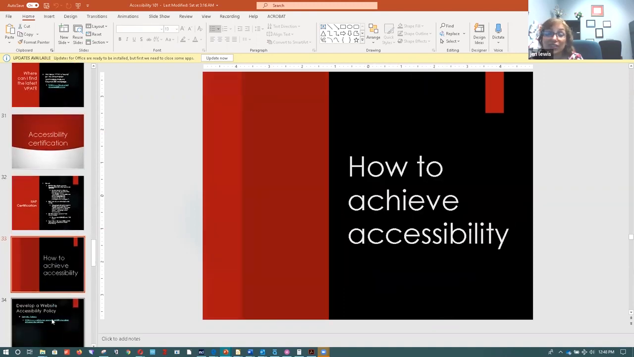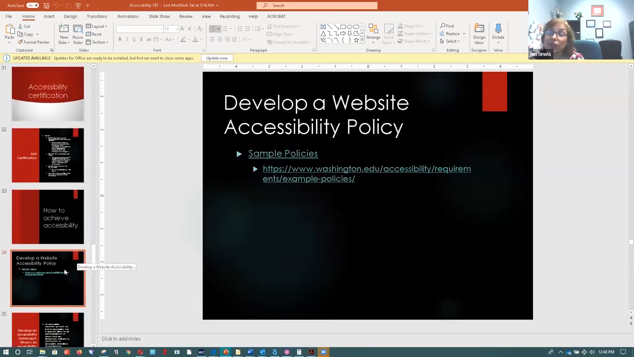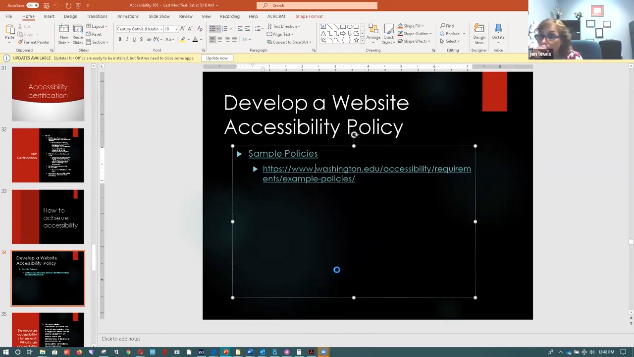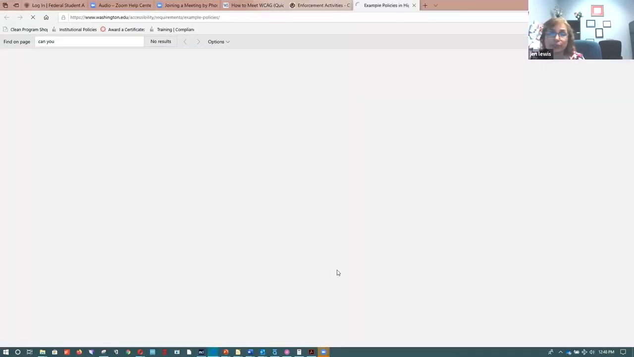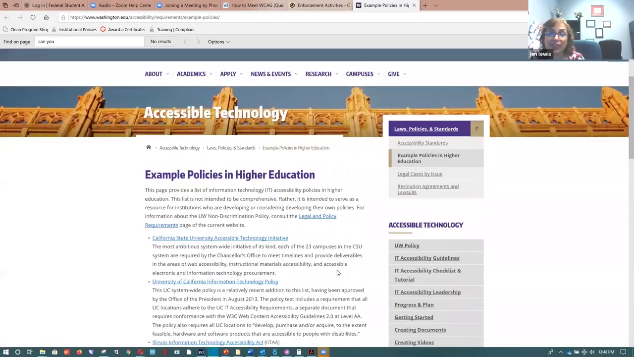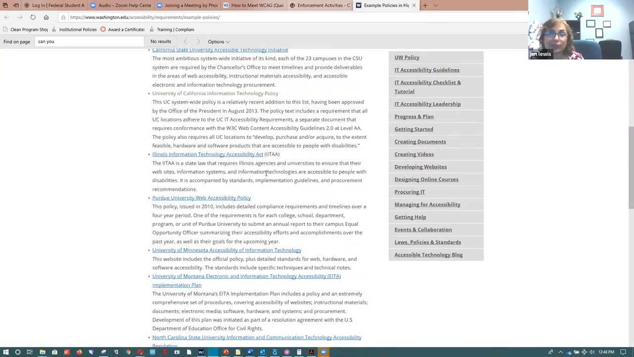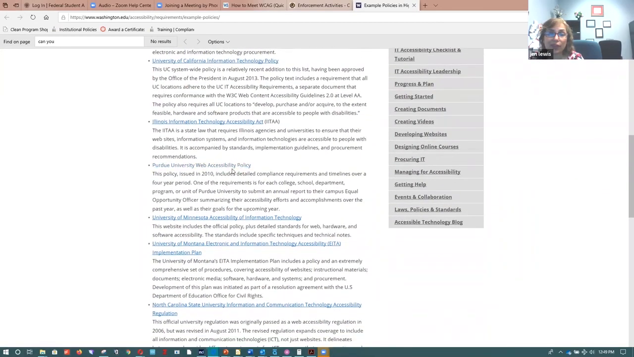So how do you achieve accessibility? Well, in addition to doing all the common things we mentioned before, you also want an accessibility policy. So I've included a sample policy, as well as this one from Washington. And basically you're going in here, it's got several links to different ones. And you can go to any particular one.